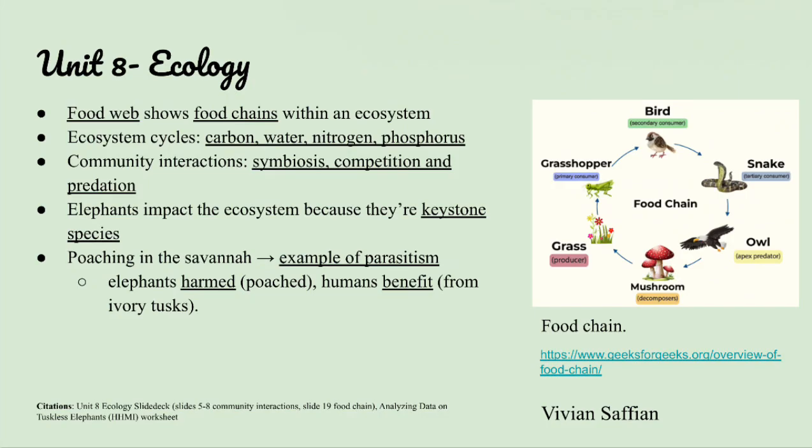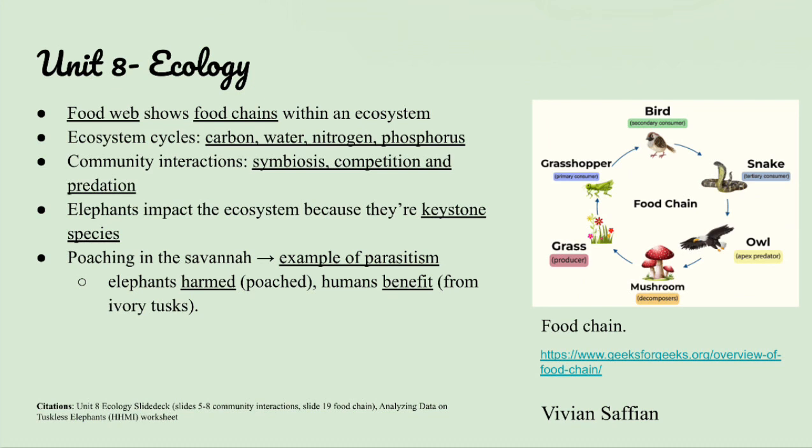To connect this back to elephants, we figured out that the elephants impact the ecosystem because they are keystone species, which means that they play a large role in a population and maintain the structure and diversity of the ecosystem. And so a lot of the different animals rely on them to survive.